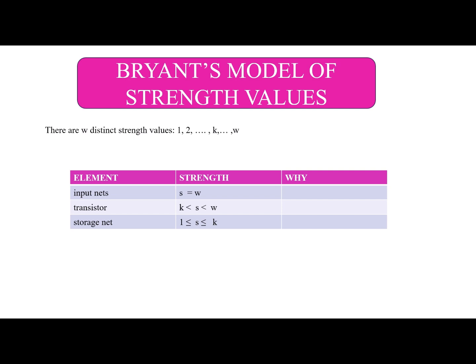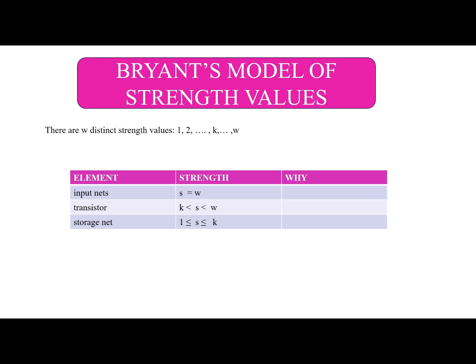Bryant has proposed a model of the strength values. There are W distinct strength values given by Bryant, which are 1, 2, up to K up to W. And we will see what the strength values of some elements are.